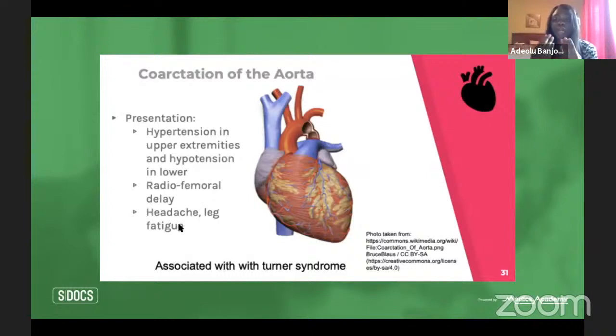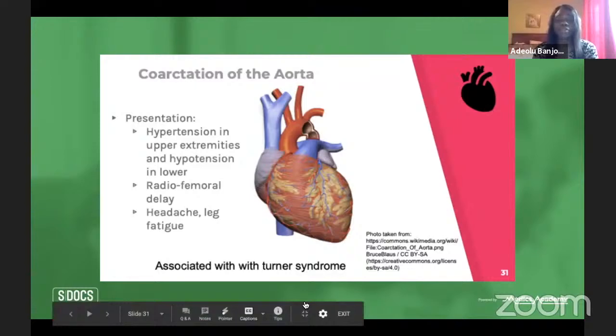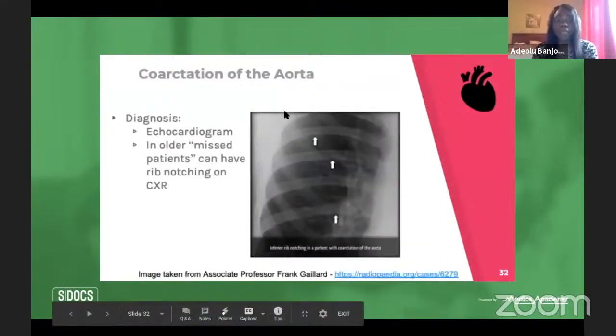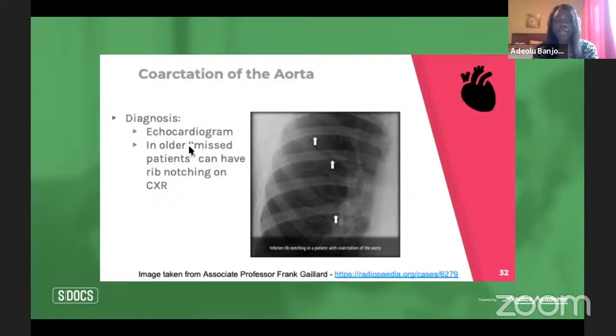Headache is just because you're having so much blood going to your upper part of your body because of that narrowing that's distal to your vessels that lead to your head and neck. And leg fatigue is because your lower half of your body isn't getting enough blood, so you get fatigue. And this is associated with Turner syndrome. So to diagnose, you would again use an echo for definitive diagnosis, but in older patients that might have their coarctation missed, they would develop something called rib notching, which you would see on a chest X-ray. That's because you get increased intercostal vessels that start to bulge, to create another pathway from the top part of your aorta to your bottom half of your body.